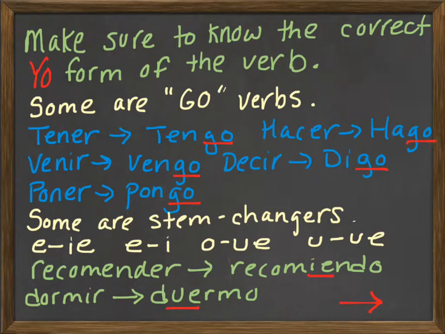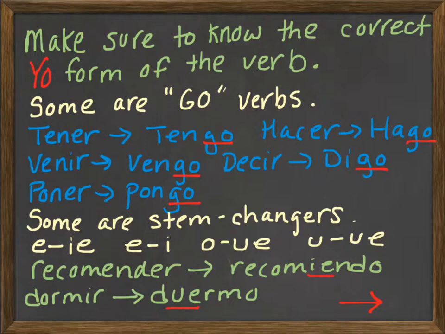Okay, now to make good or correct negative commands, you have to know the correct yo form in the present tense of whichever verb you're dealing with. So this is just a reminder page. Some verbs are go verbs, and that means in the yo form they end in go, G-O. So I put some very popular ones here for you. Tener goes to tengo, hacer goes to hago, venir goes to vengo, decir changes to digo, poner goes to pongo. These are all the present tense yo forms that you need to be able to form your negative tú commands correctly, because you have to start by going to the yo form and dropping the O.